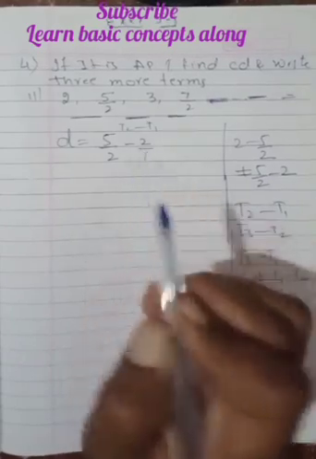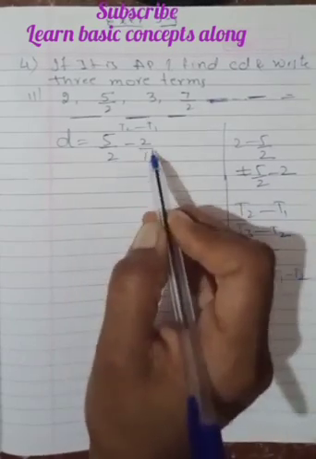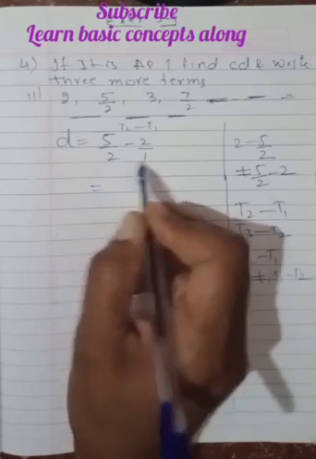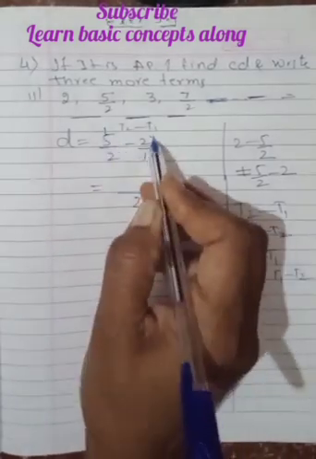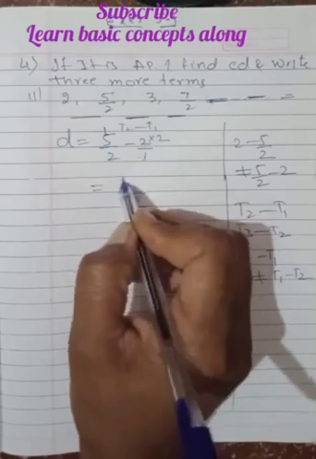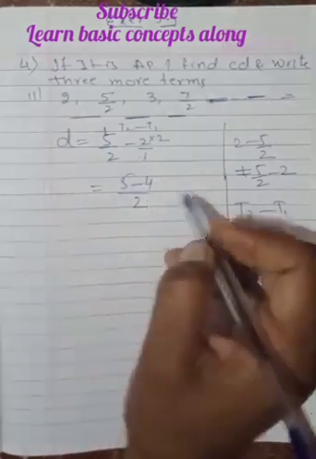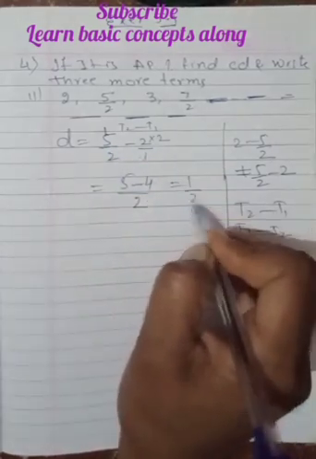Okay, now look at this one. Here it is a fraction and a whole number. You are going to take the LCM. LCM of 2 and 1 you are taking as 2. 1 2s are 2, 1 1s are 1. It is a very simple concept. 5 1s are 5 minus 2 2s are 4. It is equal to, yes, 1 by 2.